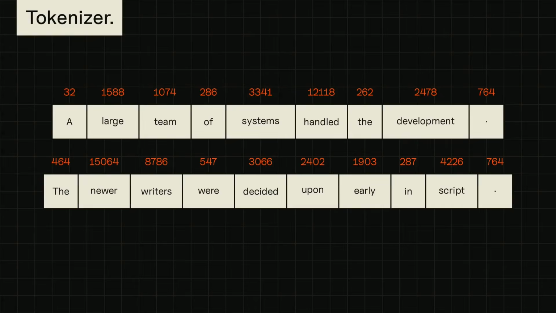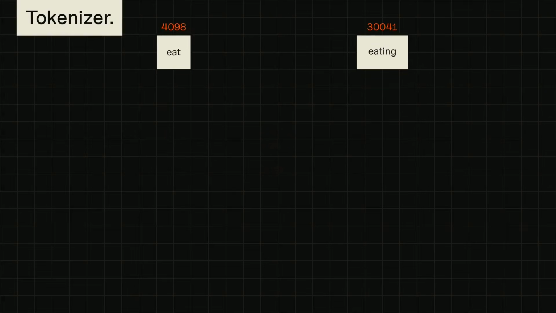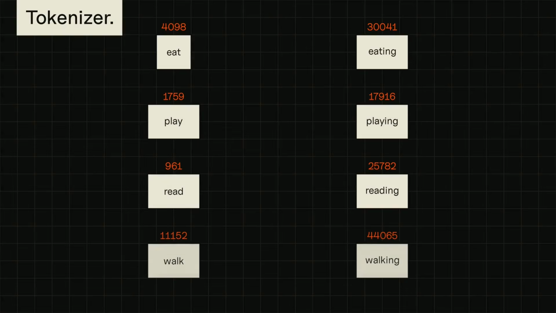At first, it might seem reasonable to assign one token ID to every word, but there's a problem with that approach. Consider these two words, eat and eating. Should they really receive two completely different token IDs? If so, then we will need separate token IDs for play and playing, read and reading, walk and walking, and so on, making the relationship between these words much harder for the model to generalize, as it perceives each token as a different word and not understanding the pattern.